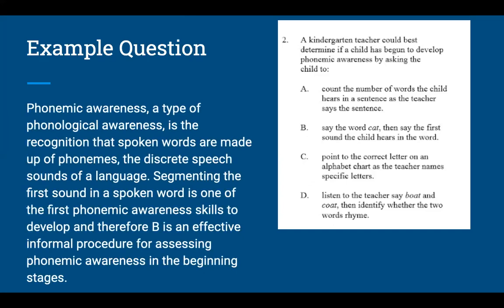So, a further explanation: phonemic awareness, a type of phonological awareness, is the recognition that spoken words are made up of phonemes, those smallest units of sound. And what B is actually doing is an identification task, where they're saying that first sound, that smallest unit of speech, would be k.